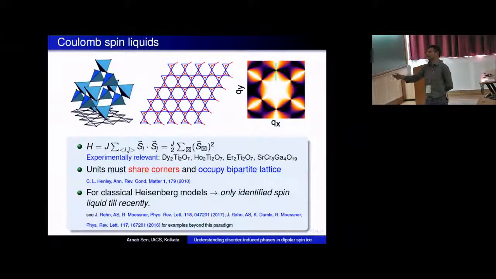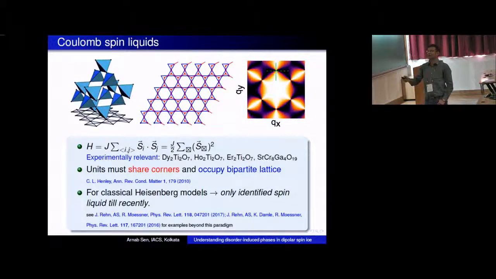There are several examples where this happens, both in 2D, where this is the Kagome lattice, and in 3D, which we'll focus on in this talk, and this is the pyrochlore lattice. And these units must share corners. Of course, you can see here the triangles share corners, here the tetrahedra share corners. And if you draw the corresponding dual lattice, which you can just draw by putting the midpoints of these elementary units and joining them, then that dual lattice should be a bipartite lattice.